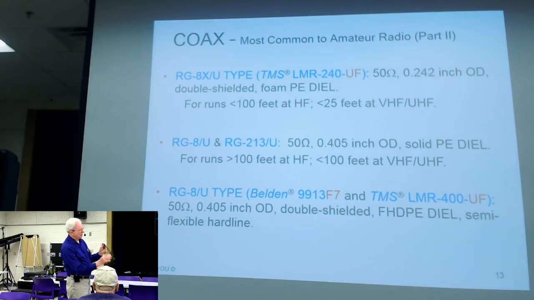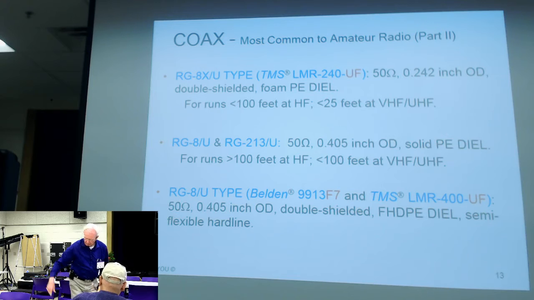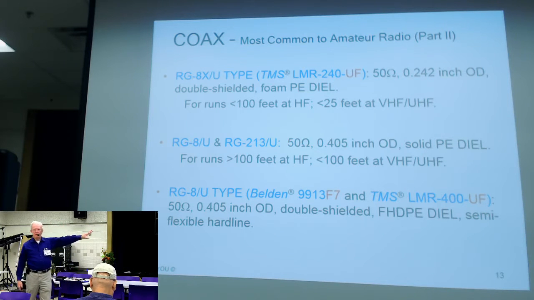So, notice it says Belden 9913 high flex, low loss, RG8 type, 50 ohm. RG8 type meaning it's 0.405 inches in diameter. Okay, guys, any questions on the coax?